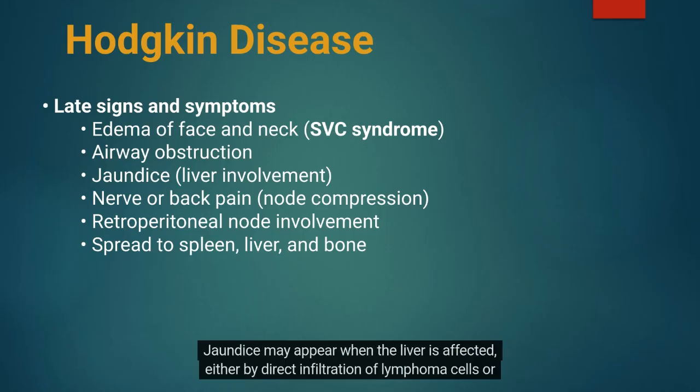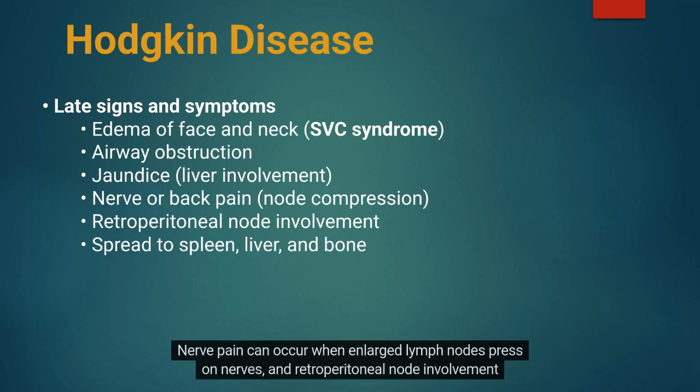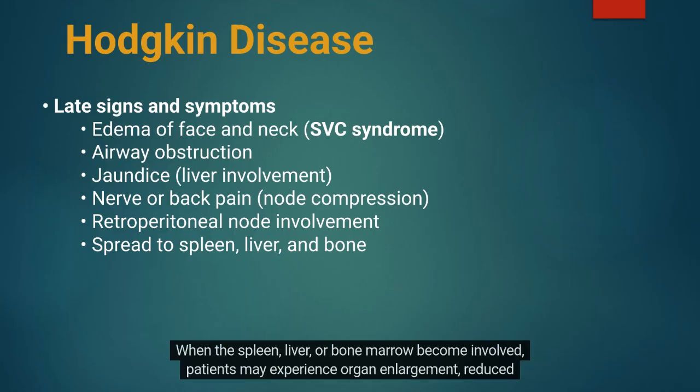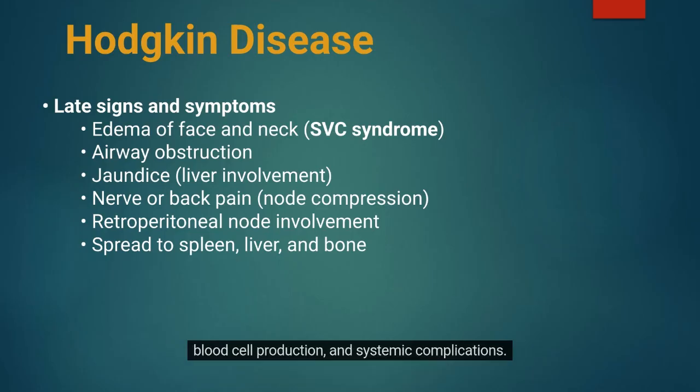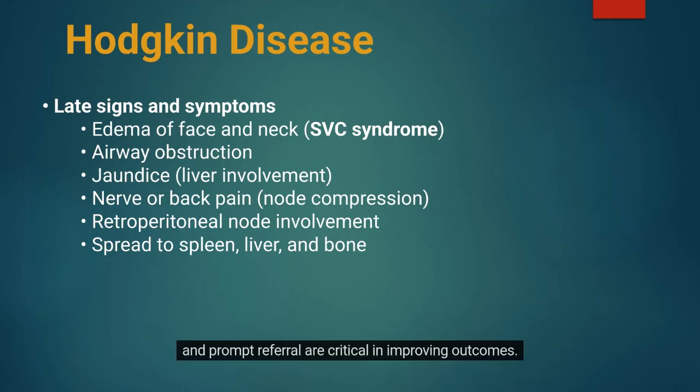Jaundice may appear when the liver is affected, either by direct infiltration of lymphoma cells or obstruction of bile ducts. Nerve pain can occur when enlarged lymph nodes press on nerves, and retroperitoneal node involvement may cause abdominal or back pain due to compression of deep structures. When the spleen, liver, or bone marrow become involved, patients may experience organ enlargement, reduced blood cell production, and systemic complications. At this late stage, Hodgkin lymphoma is much more difficult to manage, so early recognition of symptoms and prompt referral are critical in improving outcomes.